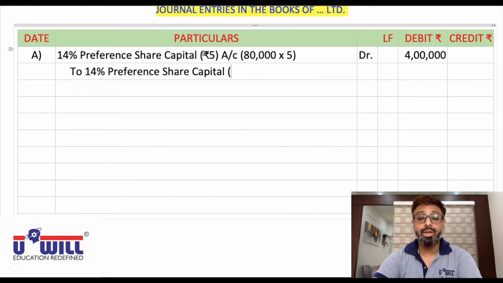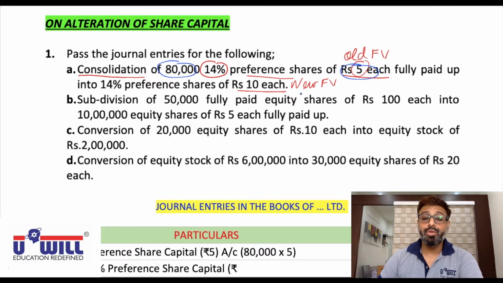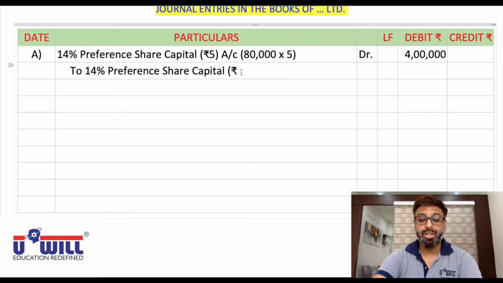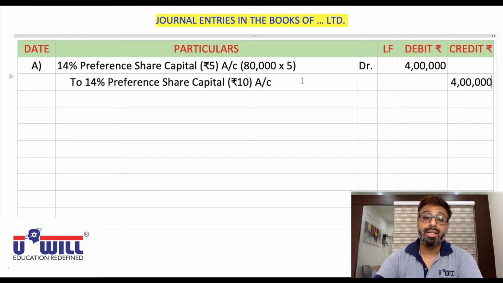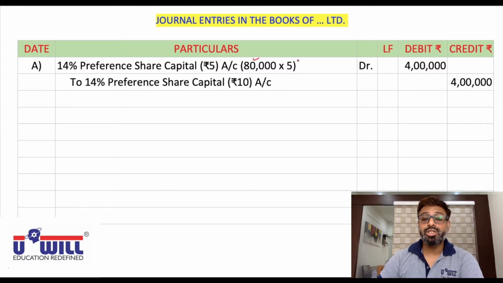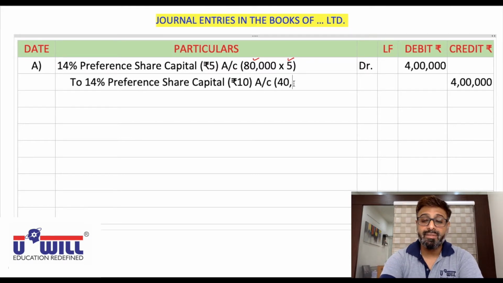Now what is the new face value we have to record over here? All of you can see here, new face value is 10 rupees. So to preference share capital with new face value rupees 10 account, and amount will remain same, 4 lakhs. Now 4 lakhs divided by 10 new face value. In the new balance sheet, how many shares will the company have? 40,000. Right now they have 80,000 shares of 5 each, but in the new balance sheet 4 lakhs divided by 10, what the company will have is 40,000 shares of rupees 10 each.